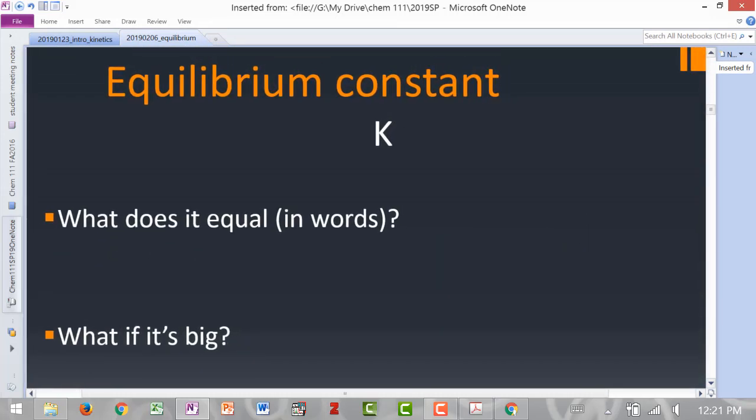Equilibrium constant, K. Capital K. You may also see KEQ. K is the equilibrium constant. KEQ is the equilibrium constant. Why do you need the letters EQ? I don't know. But you might see it. And that's what it means. It means what you already knew, that it's at equilibrium.